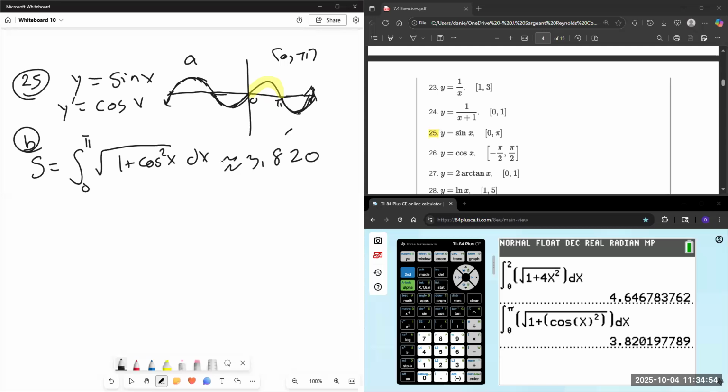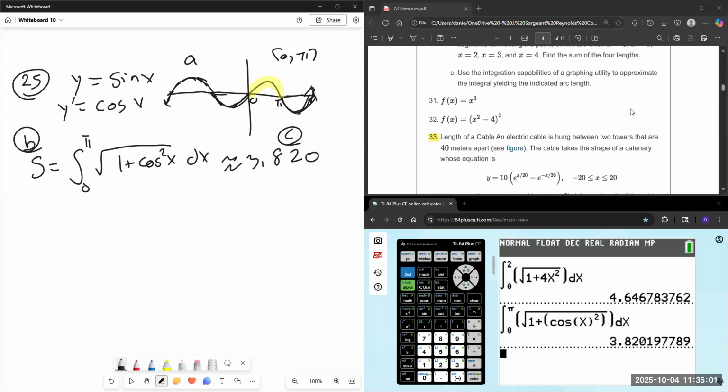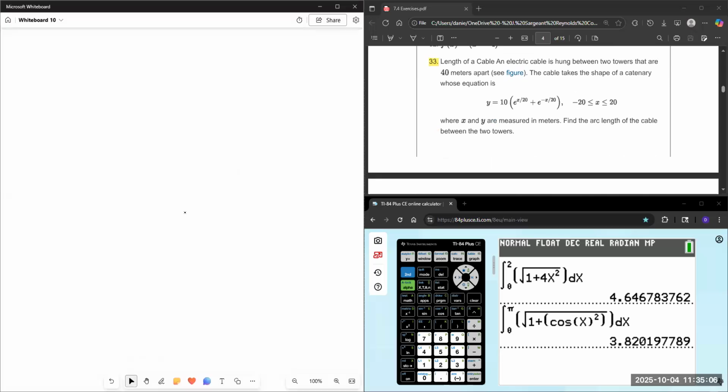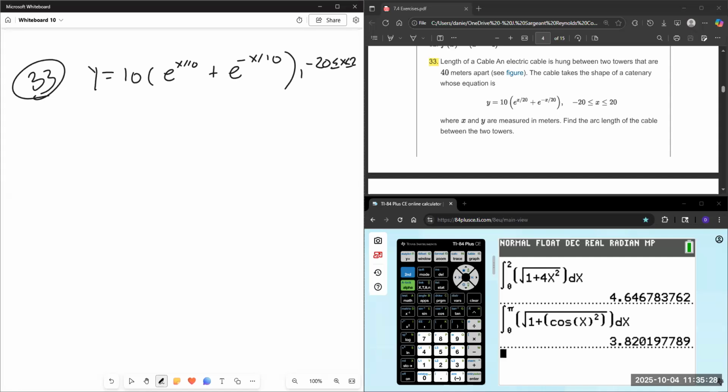Part C. All right. Moving right along to number 33. y is equal to 10 e to the x over 10 plus e to the negative x over 10, with negative 20 less than or equal to x less than or equal to 20.